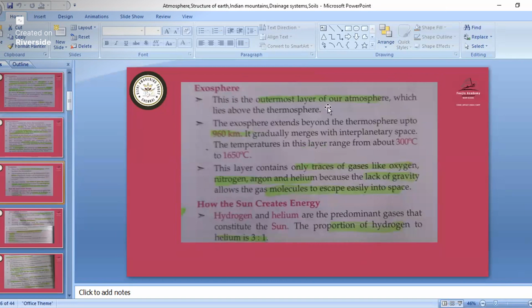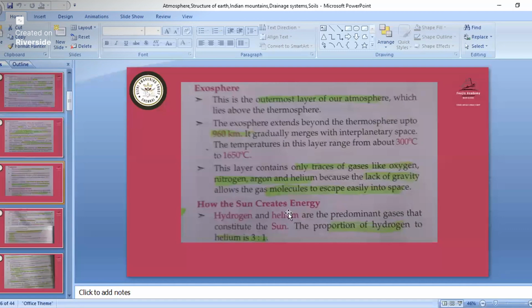This is the outermost layer of our atmosphere, which lies above the thermosphere. The thermosphere was up to 513 km, so from 513 km to 960 km the exosphere exists. This layer contains only traces of gases, like oxygen, nitrogen, argon, helium, because the lack of gravity allows the gas molecules to escape easily into space. So in this layer only traces of gases are found.